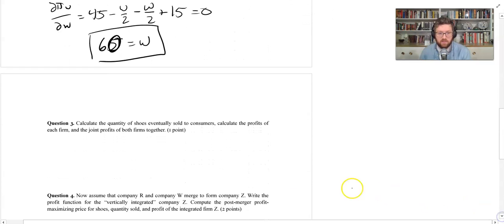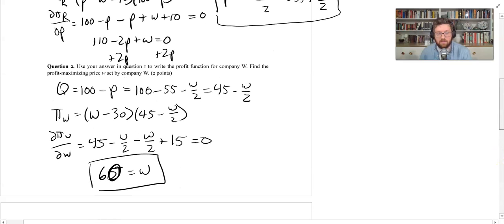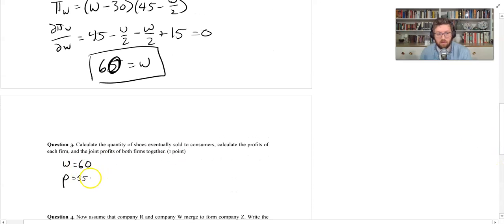Calculate the quantity of shoes eventually sold to consumers. Calculate the profits of each firm and the joint profits of both firms together. So we've got W equal to 60. Price is equal to, let's see what it was, 55 plus W over 2. W is 60, so 55 plus 60 over 2 is equal to 85. Quantity sold is 100 minus P, or 15. And this is all the info we need to figure out everybody's profits.